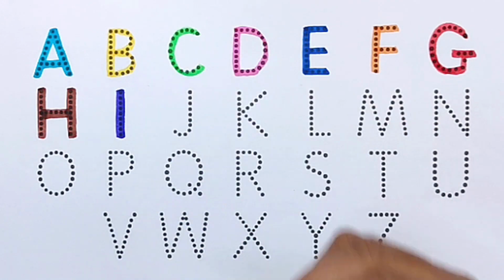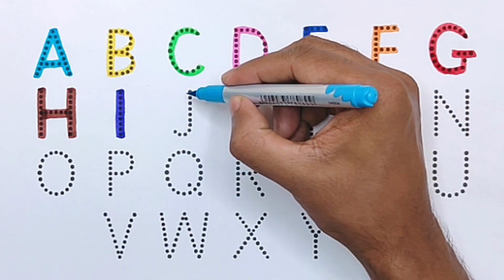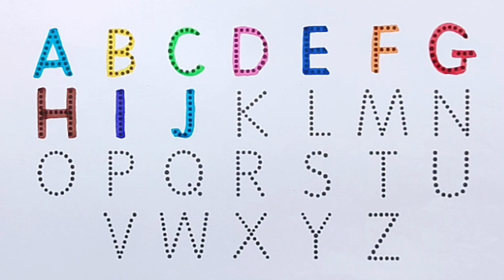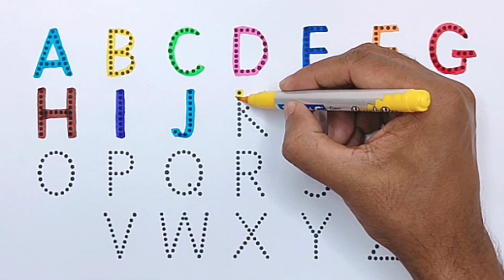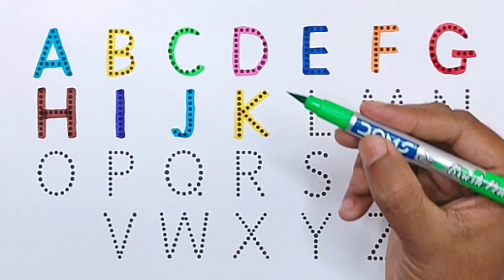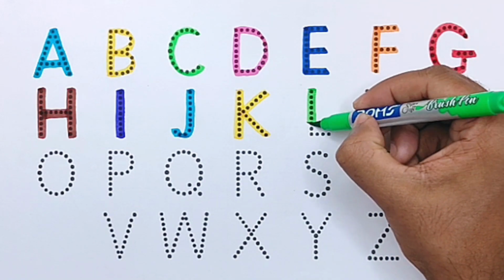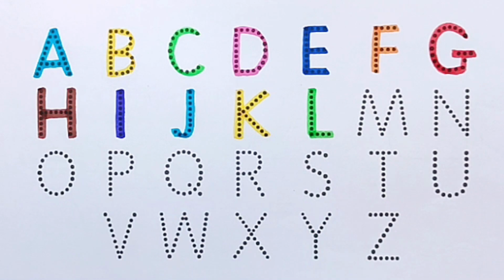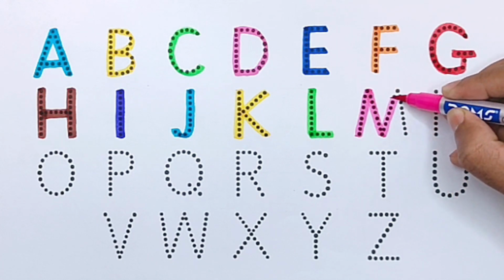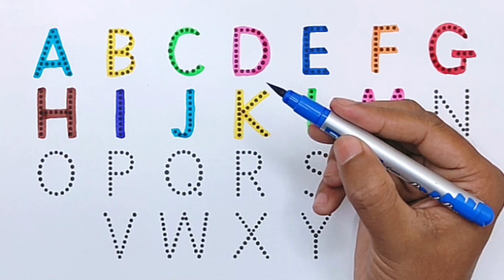I for ice cream, sky blue color. J for juice, yellow color. K for kite, light green color. L for lollipop, pink color. M for mango, blue color.